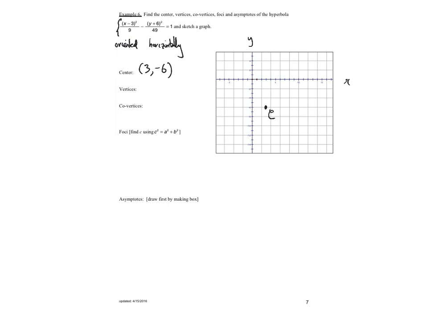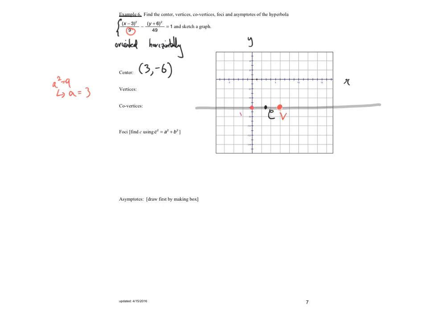Now we need to know the vertices. Well, a squared is 9. So a is 3. Now because we're oriented horizontally, the transverse axis is going to be horizontal, and so that is the horizontal line on which our vertices and our foci will lie. So to get our vertices, I need to travel 3 units to the right. Here's one vertex, and then 3 units to the left.